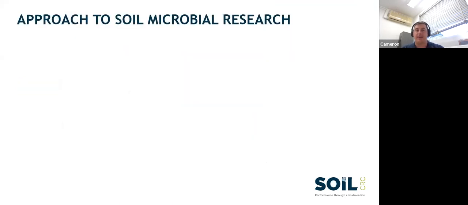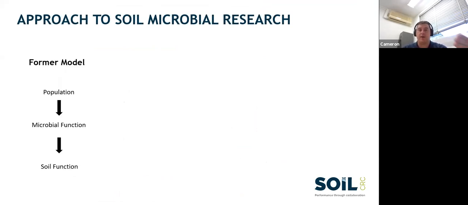So that brings me on to my next slide. The way we used to approach microbial research, and growers used to have this same mindset, was that if you were to increase a population of one species of microbe, you increase its function and then you increase the soil function. So the microbial function might be a specific step in the nutrient cycling process. The overall soil function is nutrient cycling itself, or plant uptake of that particular nutrient.